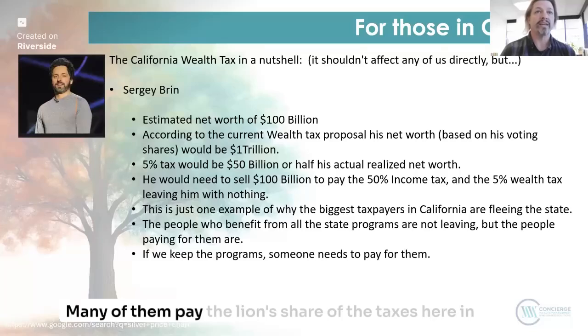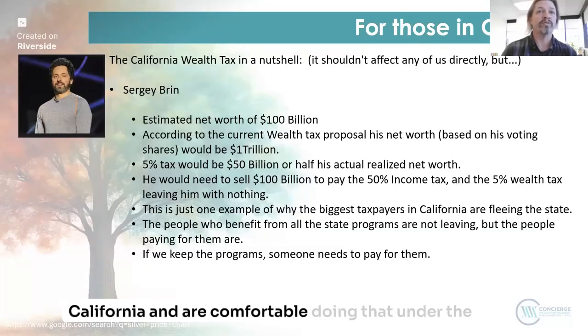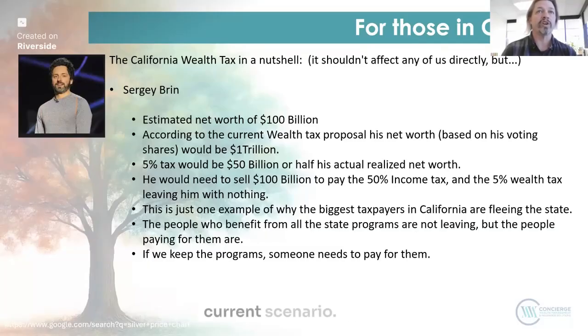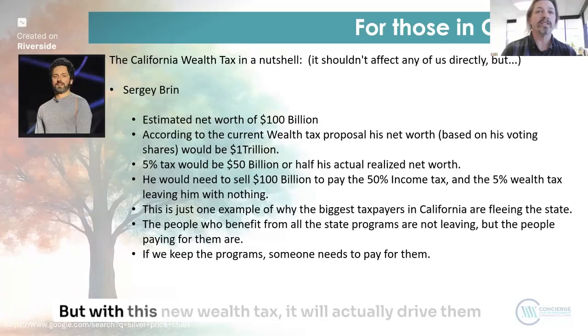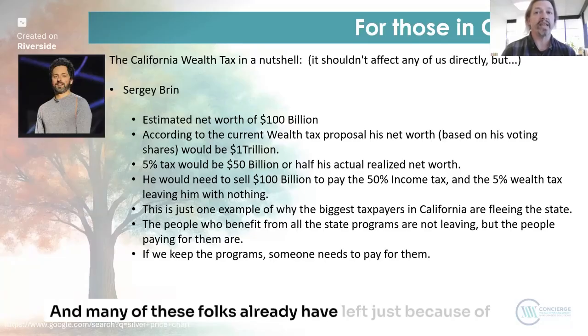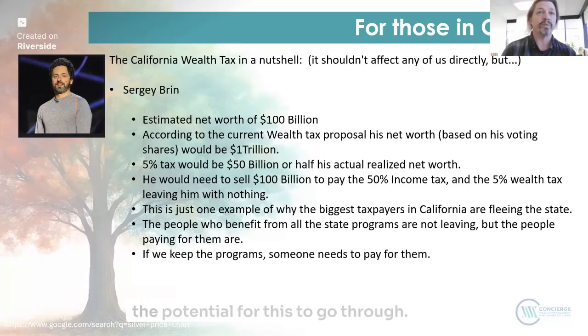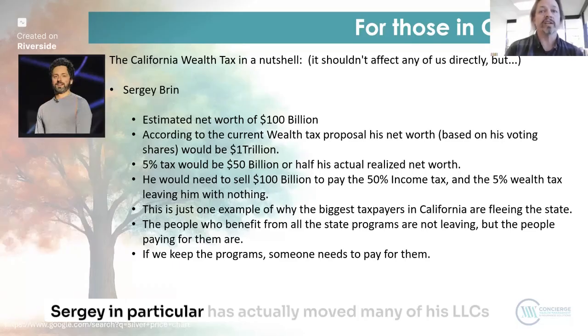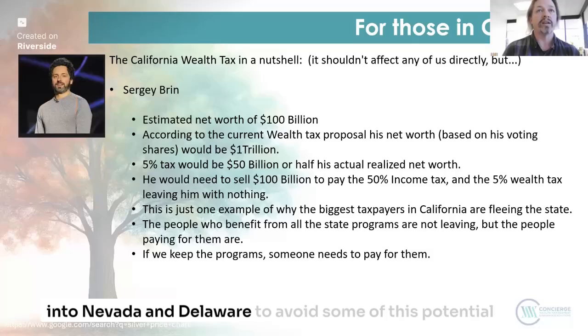Many of them pay the lion's share of the taxes here in California and are comfortable doing that under the current scenario. But with this new wealth tax, it will actually drive them out of the state. And many of these folks already have left just because of the potential for this to go through. Sergey, in particular, has actually moved many of his LLCs into Nevada and Delaware to avoid some of this potential risk to him.